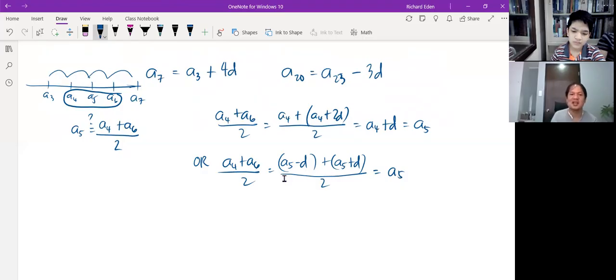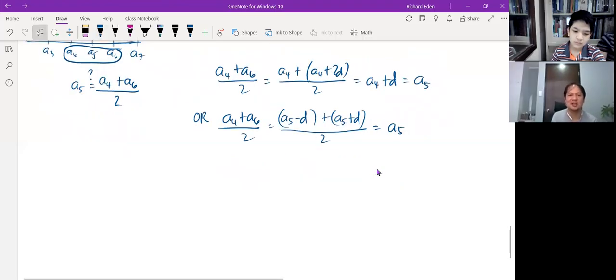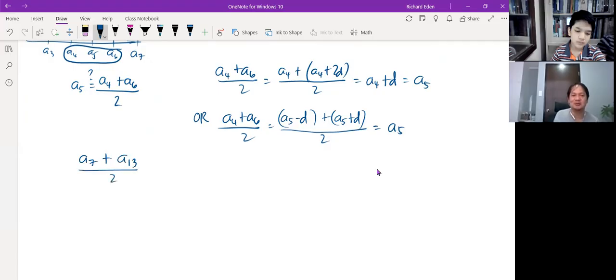Right? How about ito? In an arithmetic sequence, what is a sub 7 plus a sub 13 over 2? Can you conveniently write the average in terms of another term of the sequence?